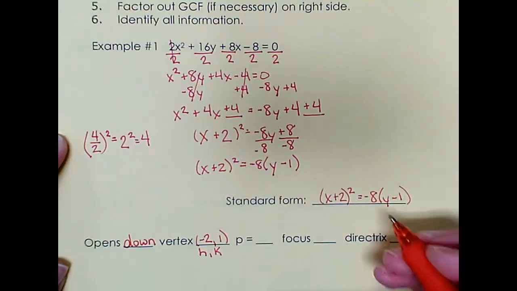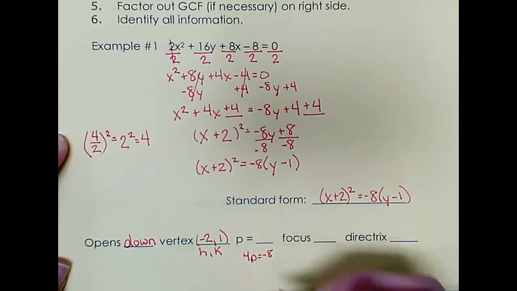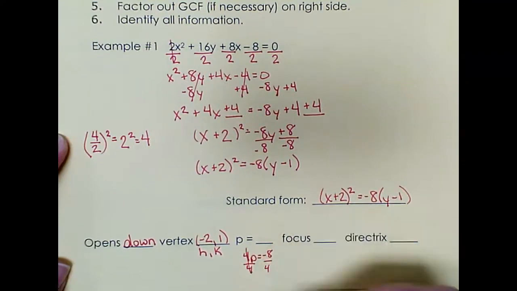The p value comes from this. If 4p is -8, then in order to solve for p, I need to divide by 4. So p is equal to -2.